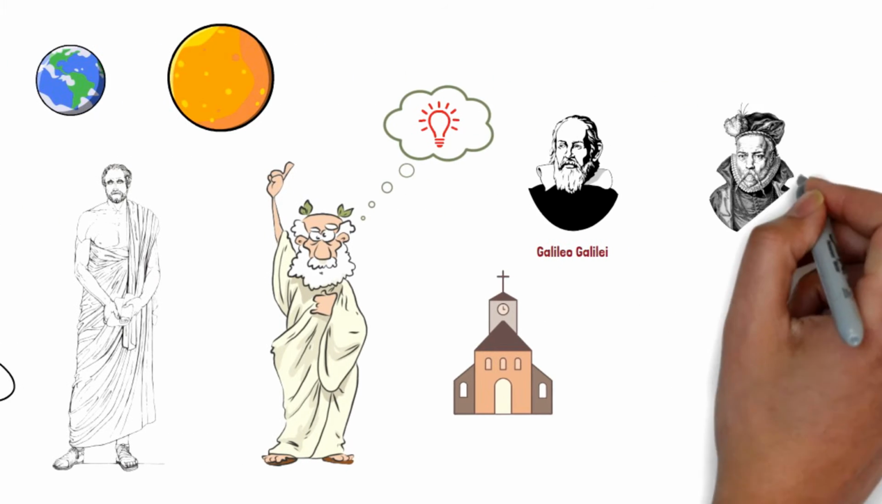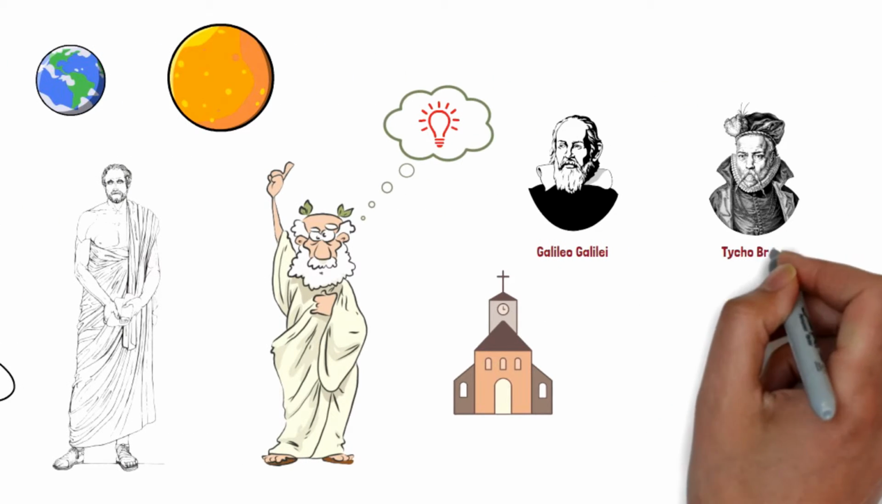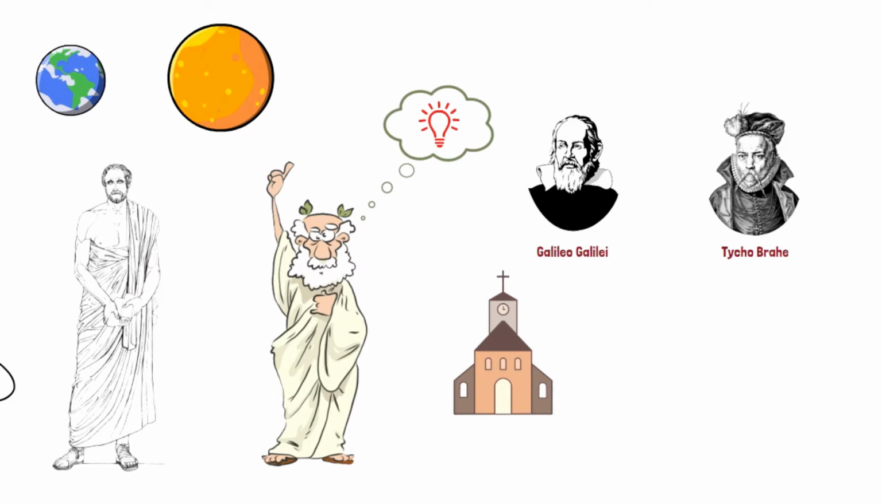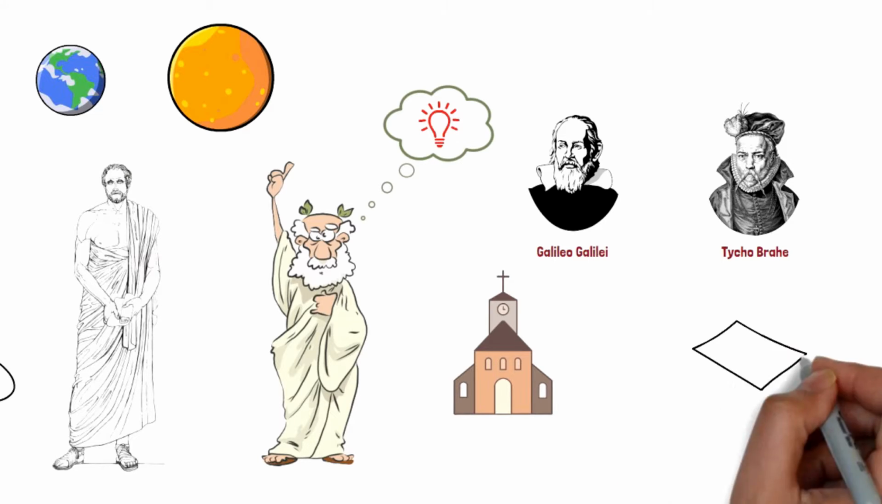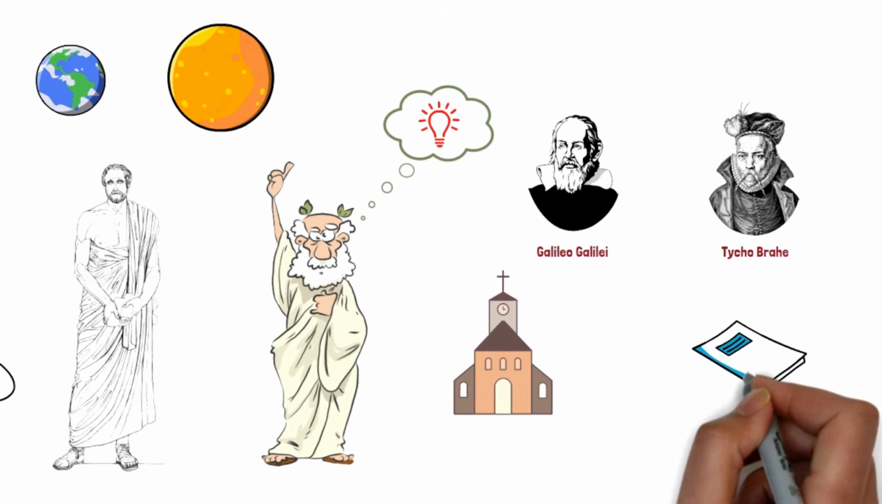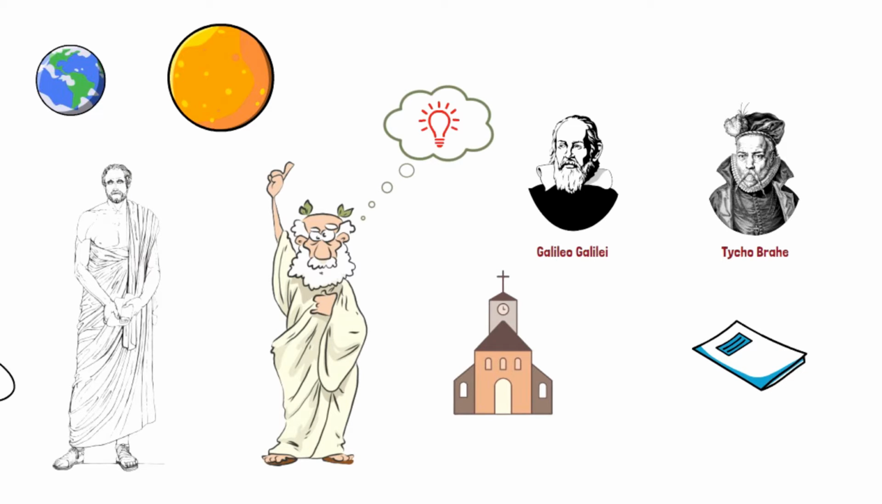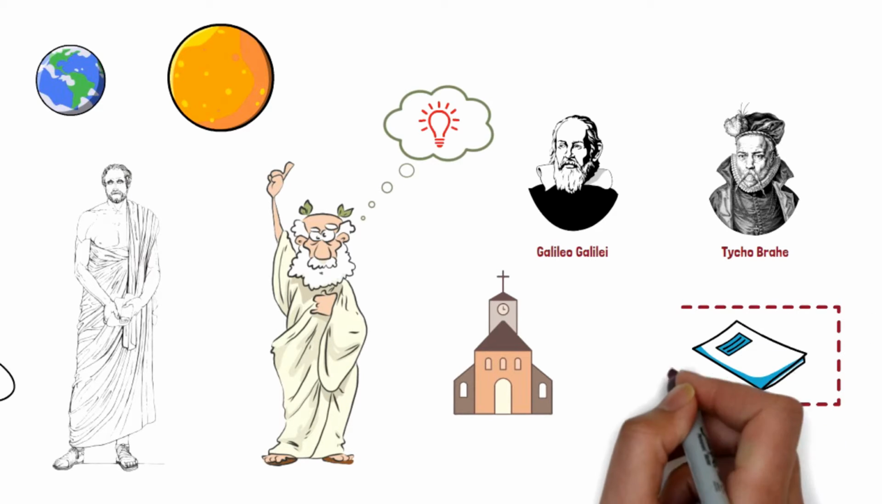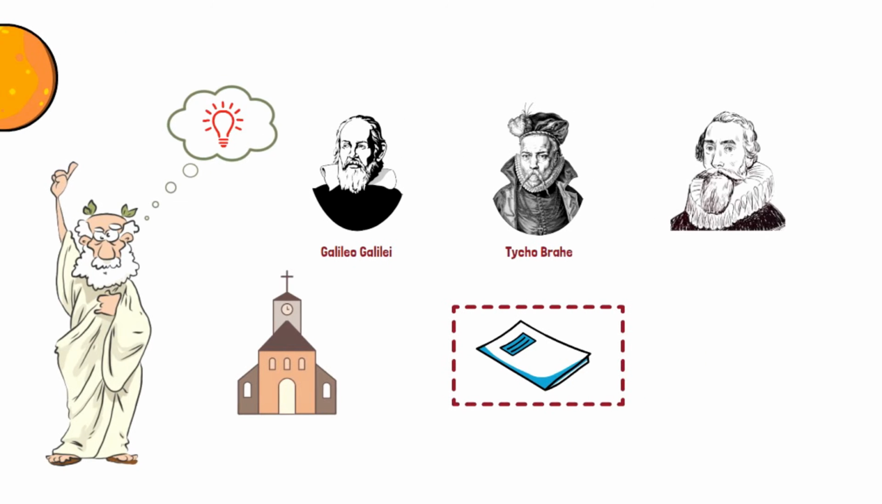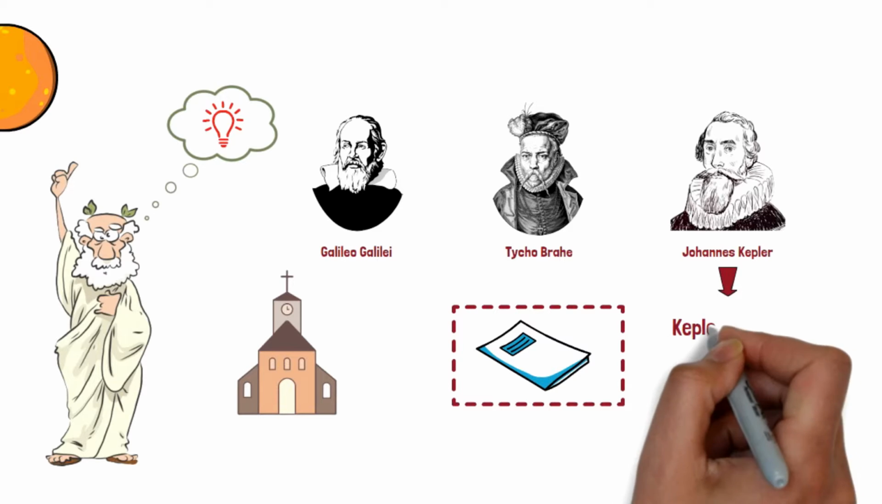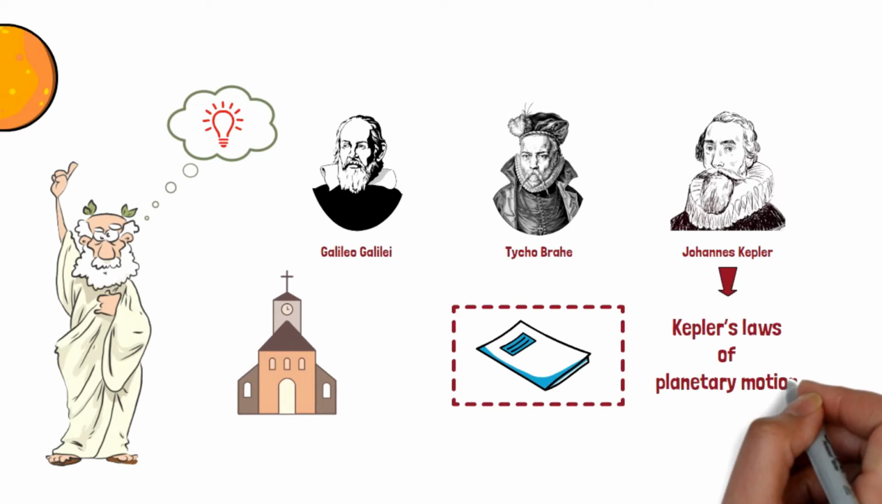At the same time, a nobleman from Denmark, Tycho Brahe, spent his entire life recording the observations of the planets with his naked eye. He accumulated various information about the motion of the planets. All of his compiled data was later analyzed by his assistant, Johannes Kepler, and he arrived at 3 elegant laws of planetary motion. Now, these laws are popularly known as Kepler's laws of planetary motion.